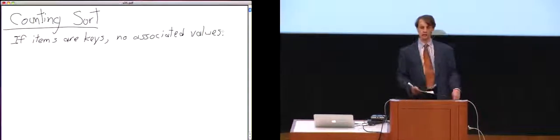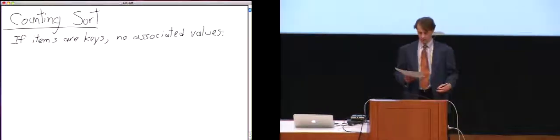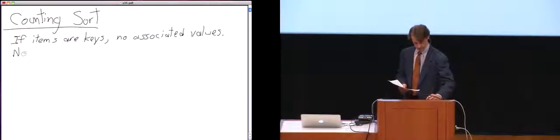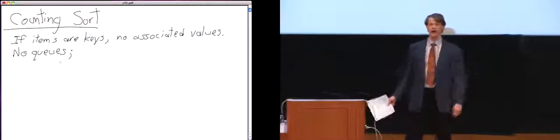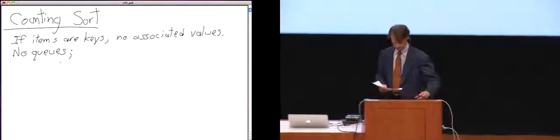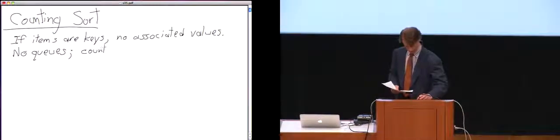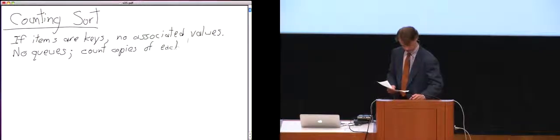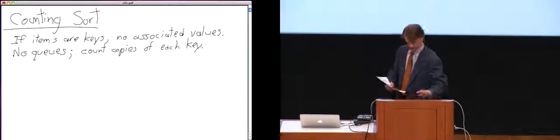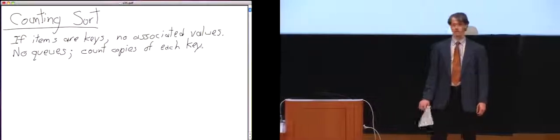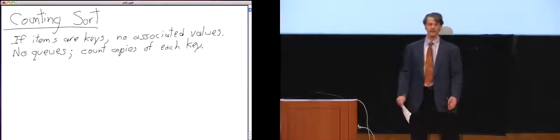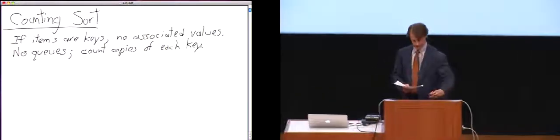Now, counting sort is a lot like bucket sort, but there are no queues. Instead, we keep a count of how many copies of each key there are. And that's pretty much what we do. And that's going to make this pretty much, in some ways, the simplest sort algorithm we look at this semester. Because here's how it works.